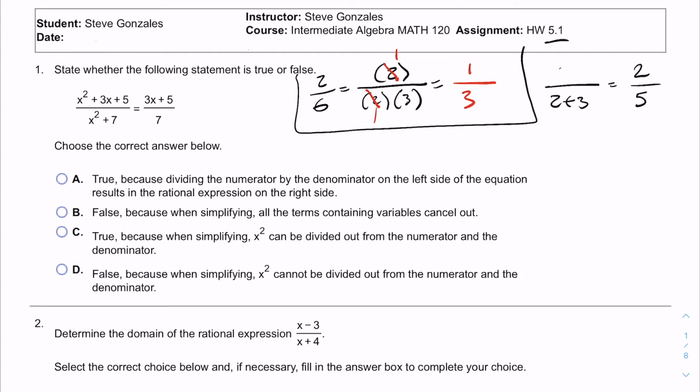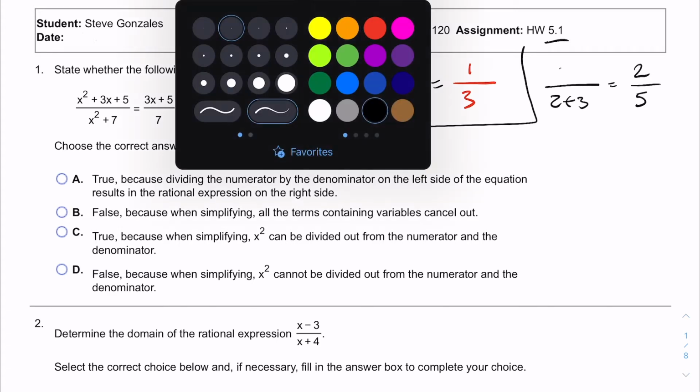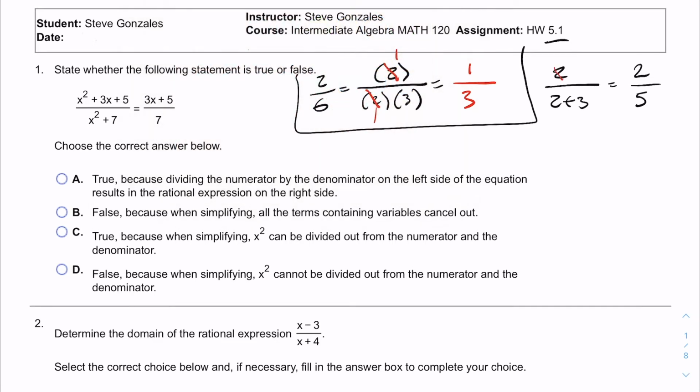But what students would want to do in the polynomial world of these rational expressions is they feel like they need to reduce common terms. You're not allowed to reduce common terms. You can only reduce common factors. So this would actually produce a 1/3, and we know the answer is 2/5. So this doesn't work.